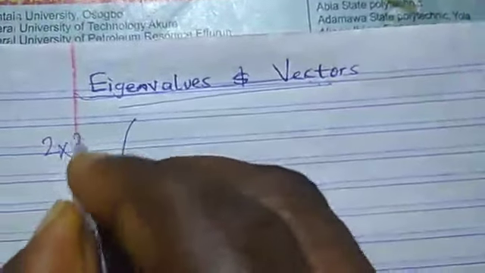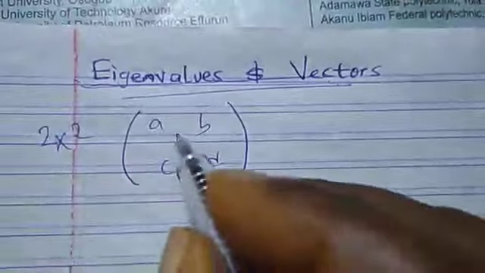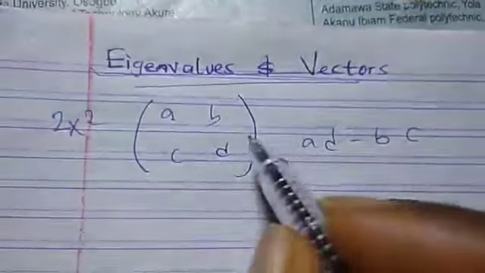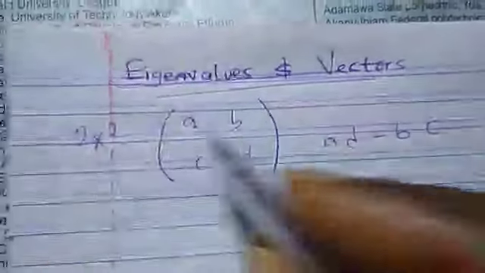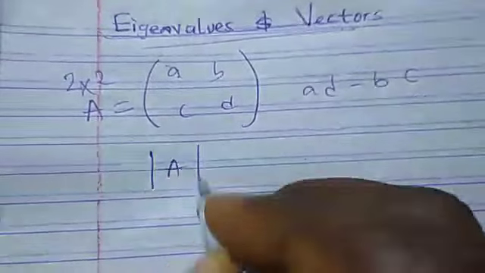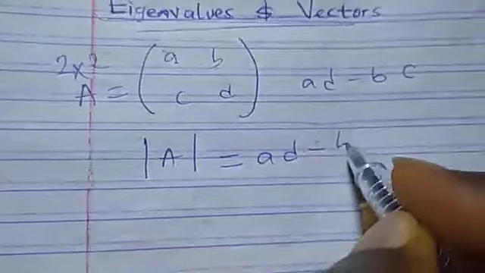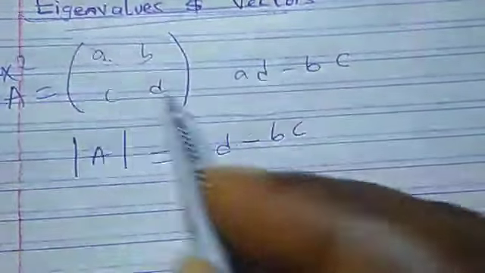Let's consider a 2 by 2 matrix A with entries a, b, c, d. The determinant of this matrix is ad minus bc. Let's say this is matrix A equal to this. We normally write the determinant like this, putting two strokes. It is ad minus bc, that is the multiplication of this diagonal minus this diagonal.